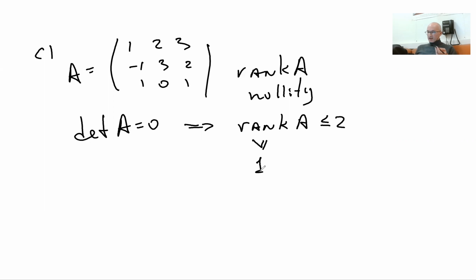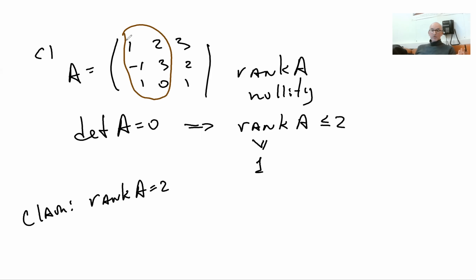Not by rank-nullity, just because rank 0 means the dimension of the column space is 0. It means every column is 0, which is not the case. Now I claim that the rank is 2. Why? It's enough to find two linearly independent rows or columns. For example, I can take these two columns and I claim that they're linearly independent. Proof.